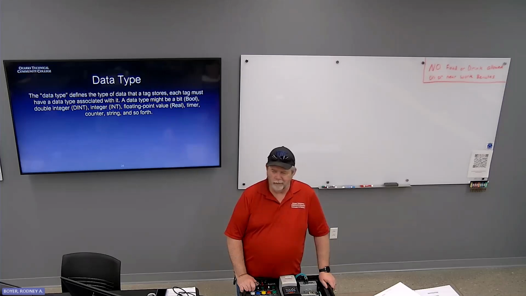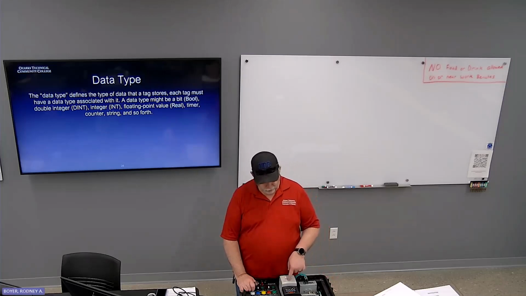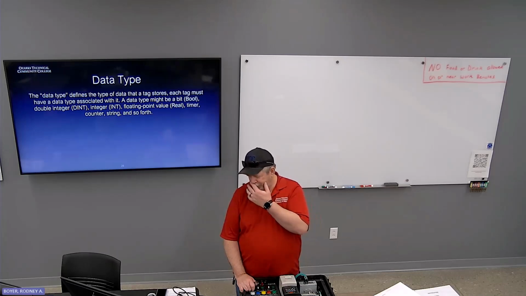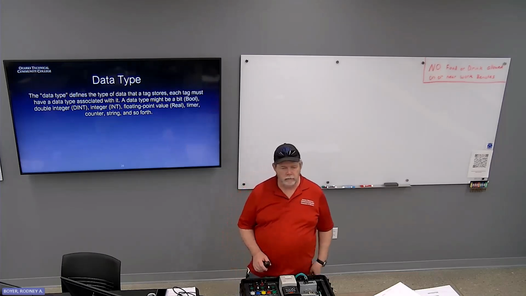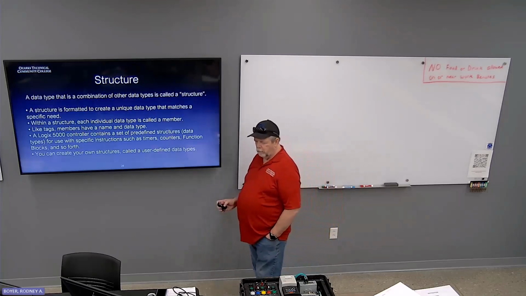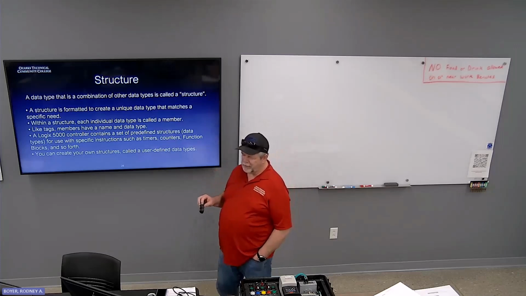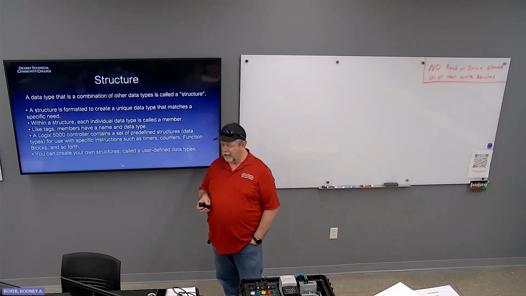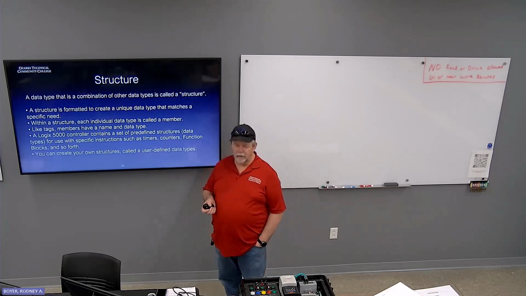All we're going to concern ourselves with is bool, sint or short integer, int or regular integer, dint, which is double integer, real, floating point, timer, counter, and maybe string. A data type that is a combination of other data types is called a structure. A structure is formatted to create a unique data type that matches a specific need.